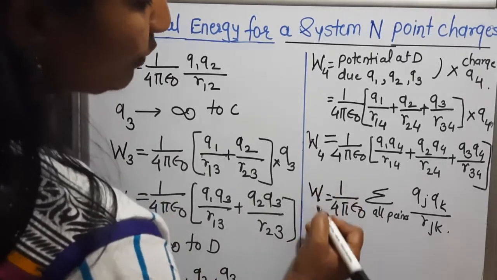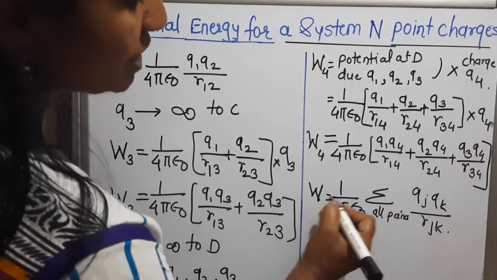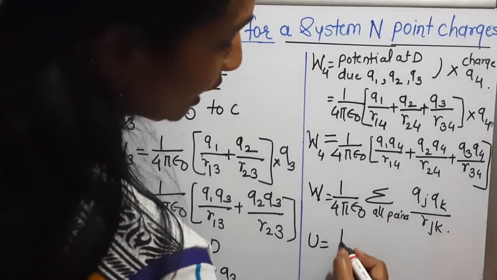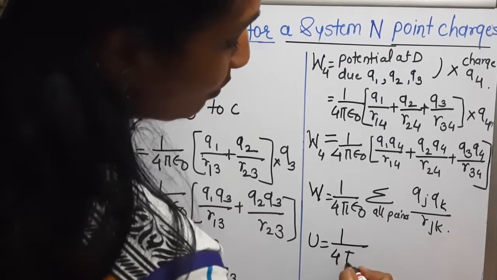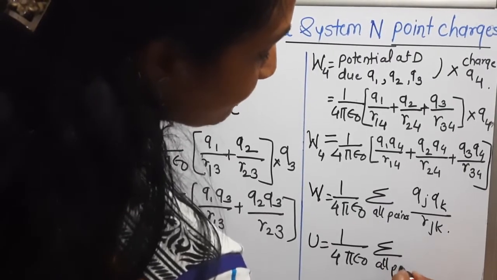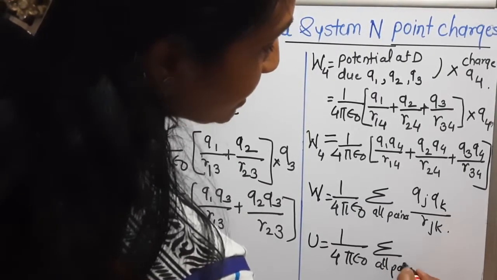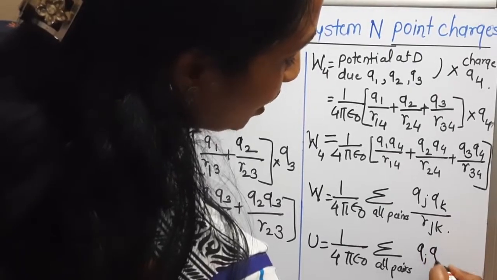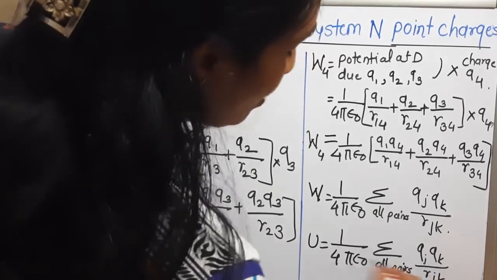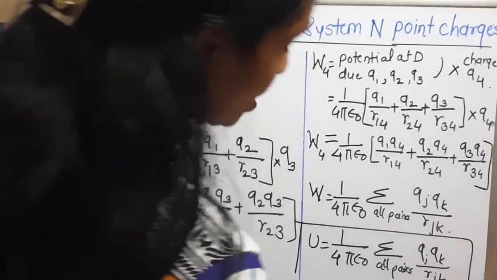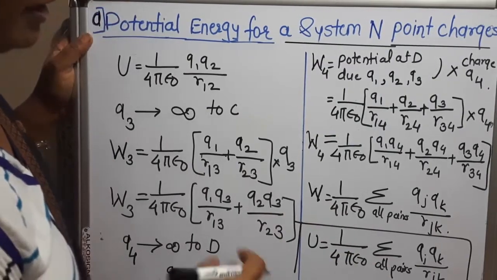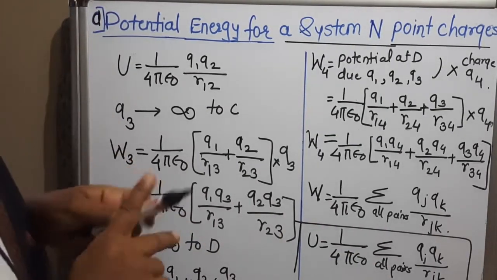We know that the work done is stored in the form of potential energy. So the formula for the potential energy is 1 upon 4 pi epsilon 0 summation over all pairs Qj into Qk upon Rjk. This is the potential energy for a system of n point charges. Then next.